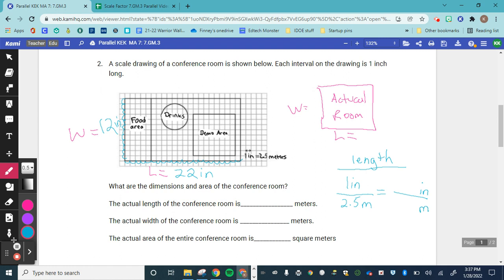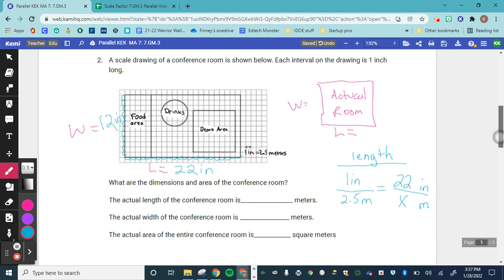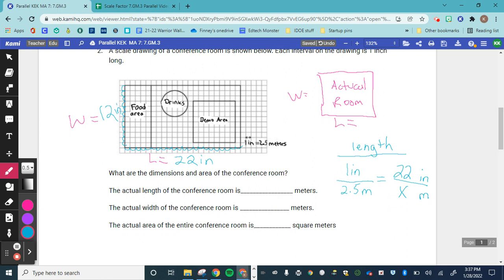So I look at my length number, which is 22 inches. Since it's inches, I know it has to be on the top. And then I'll put my variable in the last place. Now I can cross multiply. 1 times x is just x. And 2.5 times 22 is 55. And I know right here that we're looking for x and it's meters, so that's 55 meters. So the length of my actual room is 55 meters.